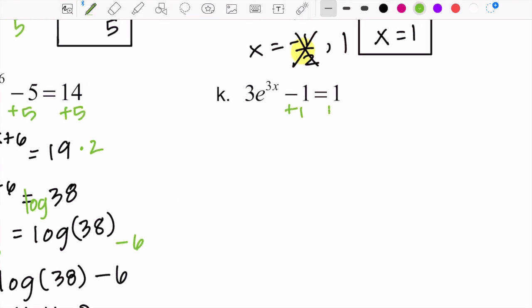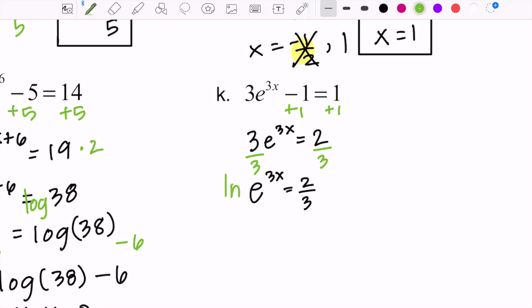Okay, k is another exponential. So isolate that base. We get 3e to the 3x equals 2. Divide by 3, divide by 3, e to the 3x equals 2/3. How do I undo an e exponential with a natural log? Then I'm going to get 3x equals the natural log of 2/3.